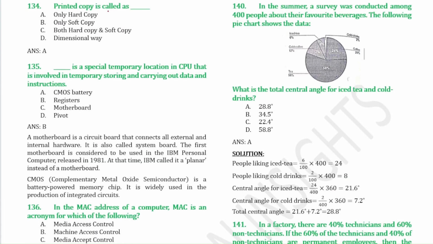Next question, printed copy is called a hard copy. Dash is a special temporary location in the CPU, so that is register. The motherboard is also called a system board, and it connects all the external and internal hardware. And then this CMOS battery, the full form of CMOS is complementary metal oxide semiconductor. It is a battery powered chip, and it is widely used in production of integrated circuits.